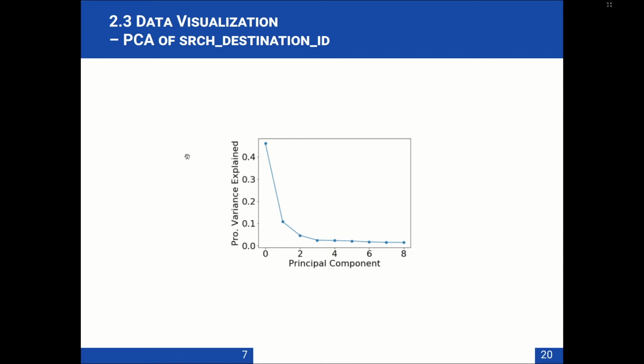To balance the number of columns and information loss, we plotted the PCA map of search destination ID. From this picture, we decided to compress down to 3 columns in our data so that we can preserve most of the variance in destination but save a lot of time.